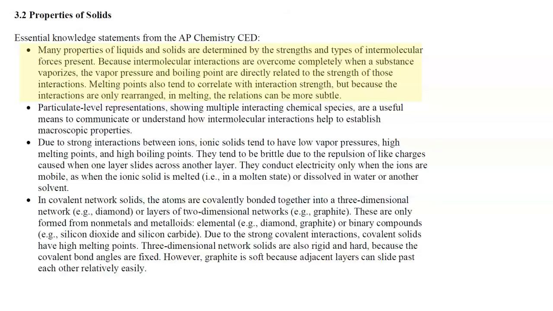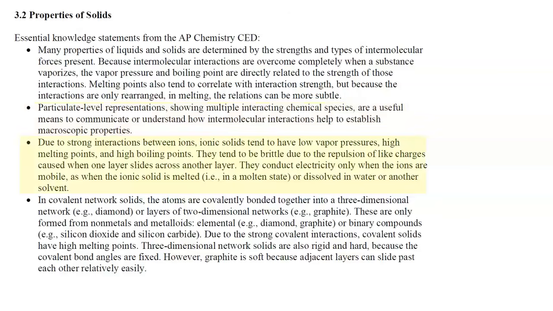Melting points also tend to correlate with interaction strength, but because the interactions are only rearranged in melting, the relations can be more subtle. Particulate-level representations showing multiple interacting chemical species are a useful means to communicate or understand how intermolecular interactions help to establish macroscopic properties.